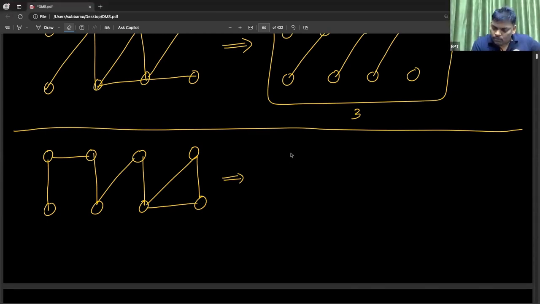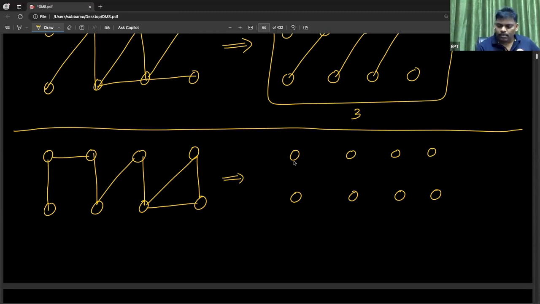Remember, matching in the sense all vertices should be there. First condition, all vertices should be there. And one more thing, you have to take a subgraph of the given graph. You cannot take whatever you want in the answer. Matching is first of all a subgraph of the given graph. Next, all vertices should be there. And one more, you have to keep maximum edges.